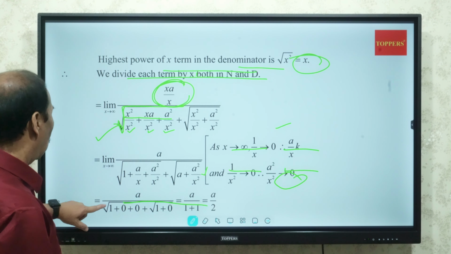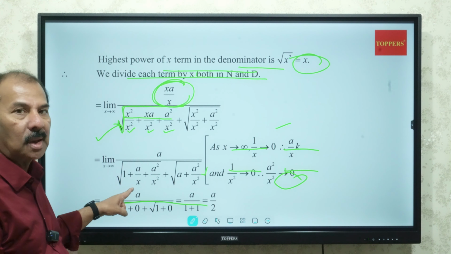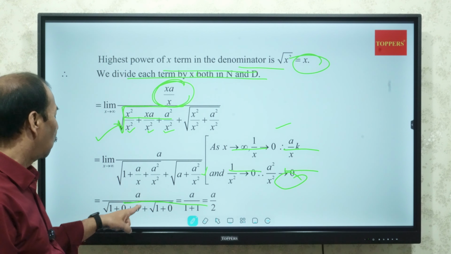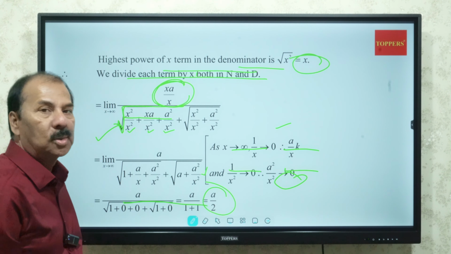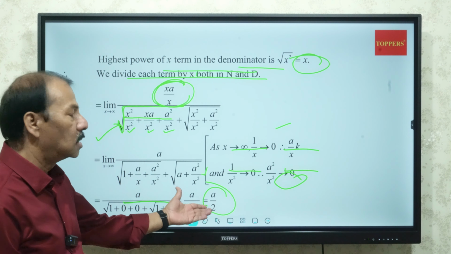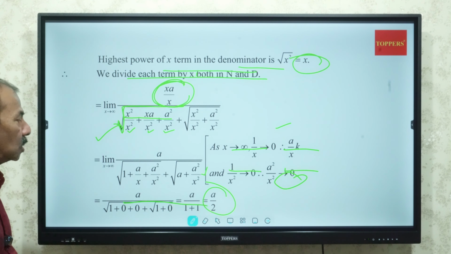So finally you will get this square root of 1 plus 0, because a upon x will be 0 as x tends to infinity, a square upon x square, that is also 0. So simplifying we are getting this as a by 2. So the limiting value of this question is equal to a by 2. So similarly we can see the next question.